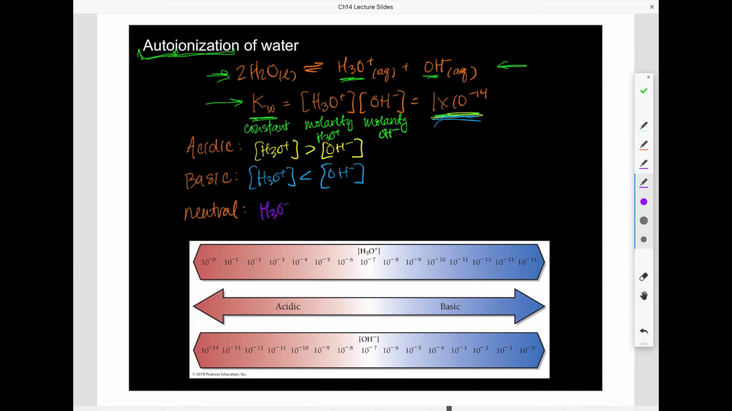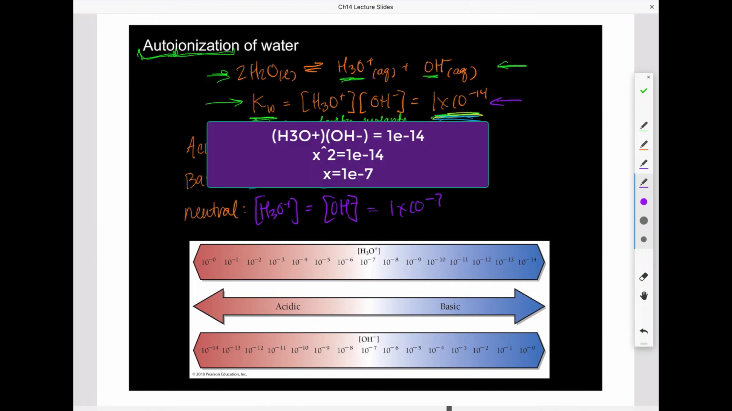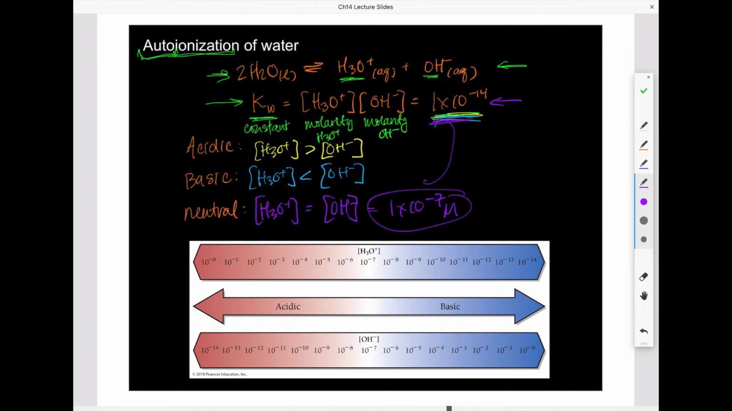Right, that's going to be the situation where hydronium is equal to hydroxide, and looking back at this equation up here, what that means is it's equal to 1 times 10 to the negative 7th molar in a neutral solution. Does that make sense? All right. So then here's one of the figures from your book that just tries to emphasize that.